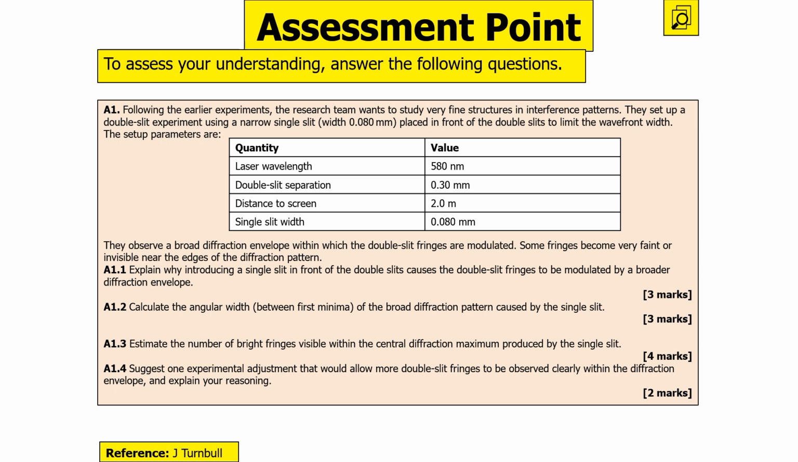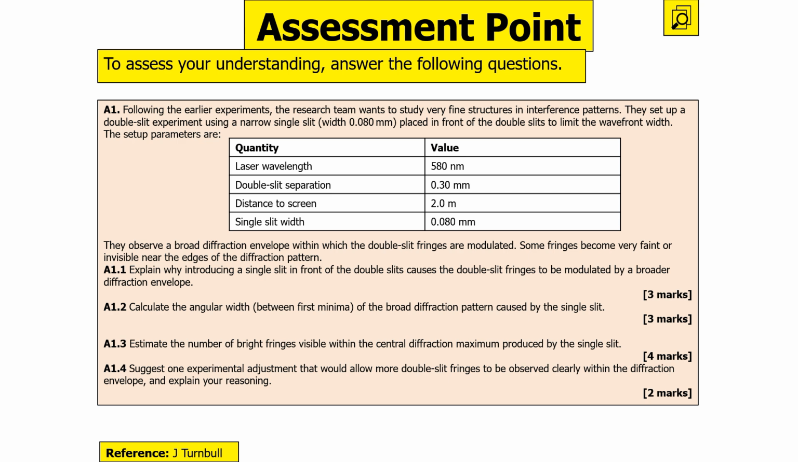Explain why introducing a single slit in front of the double slits causes the double slit fringes to be modulated by a broader diffraction envelope. Calculate the angular width of the broad diffraction pattern caused by the single slit. Estimate the number of bright fringes visible within the central maxima produced by the single slit, and suggest one experimental adjustment that would allow more double slit fringes to be observed clearly within the diffraction envelope. Explain your reasoning. So, pause the video now, then unpause the video when you want to go through your answer.